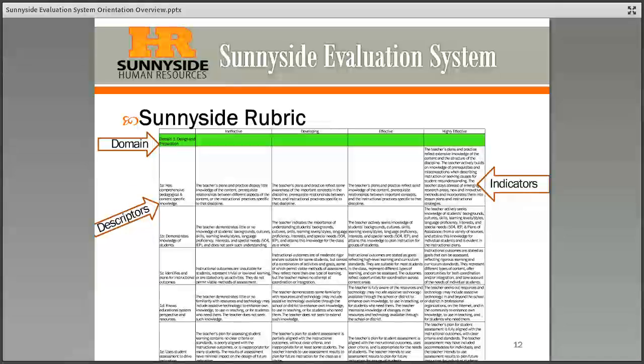On this slide, you can see the arrows identifying where the domain will be on each of the domains. It also has an arrow that points out the descriptors which are listed under each of the domains. Descriptors can vary from 4 to 6. And then the indicators: each descriptor has 4 indicators that are under the classifications.